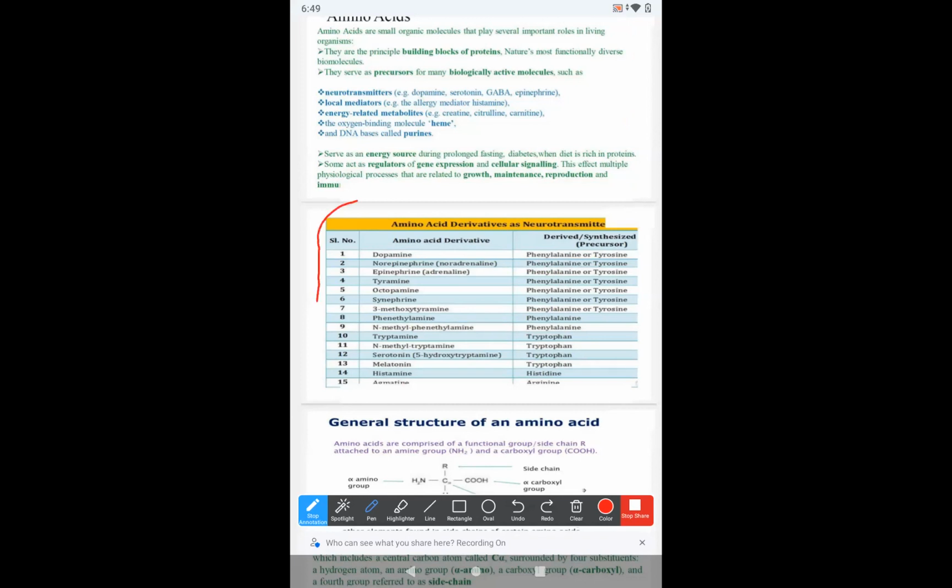So here they have given one table regarding amino acid derivatives as neurotransmitters. See, these are the neurotransmitters derived from the amino acids. Different neurotransmitters are given here, and their precursors are given in the third column. For example, dopamine is synthesized from phenylalanine or tyrosine. Norepinephrine is also derived from the phenylalanine or tyrosine amino acid.